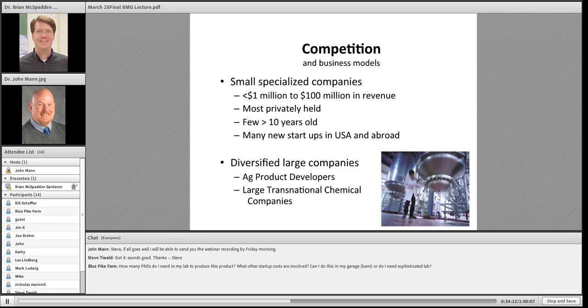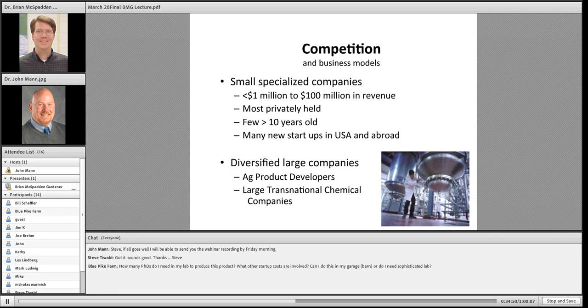Let me turn now briefly to the competition. There are both small and large companies that have been and are currently working in the space of biological seed treatments. The small companies run anywhere from less than $1 million a year to $100 million a year in revenue. Most of these are privately held. A few of them are more than 10 years old, but really there's been a surge of growth in the last 5 years, both in the United States and globally. Again, mostly of the much smaller size.